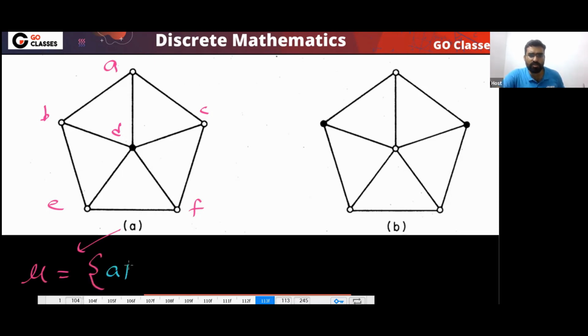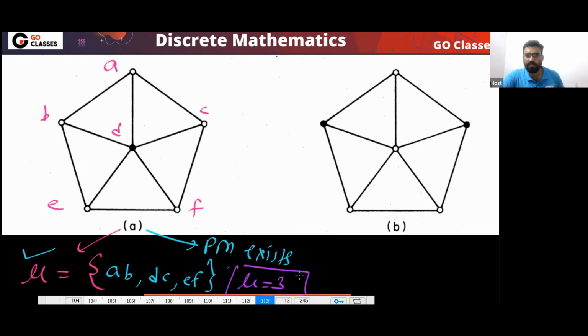So the largest matching you can create is AB, DC, EF. So the matching number will be 3, and a perfect matching exists. So mu will be equal to 3, and you have a perfect matching. Okay, so this is the idea.